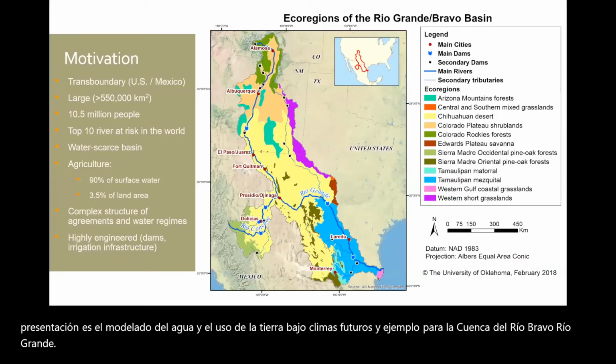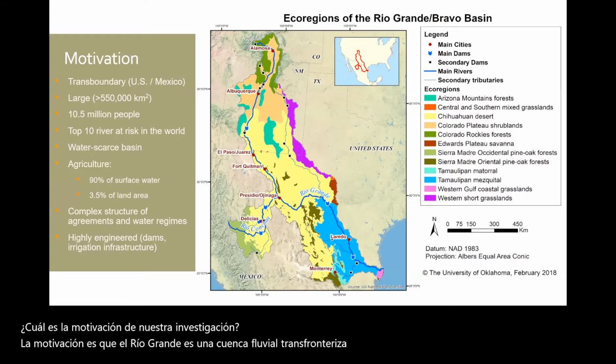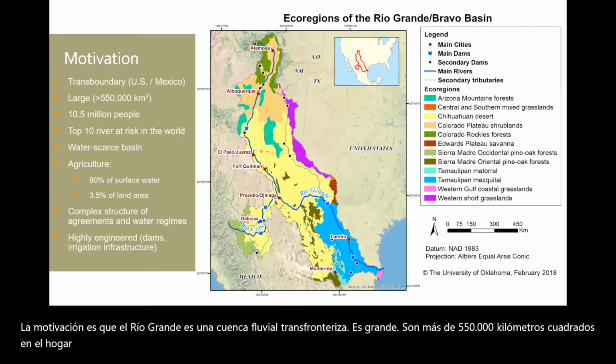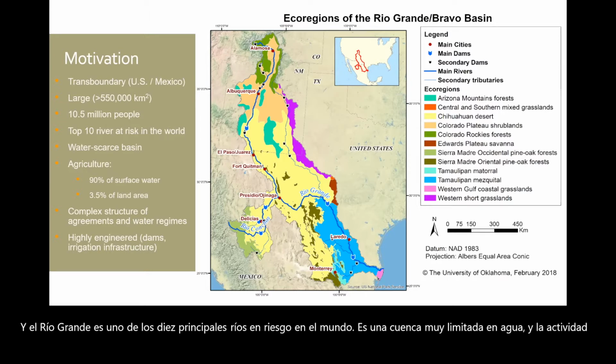So what's the motivation for our research? The motivation is that the Rio Grande is a transboundary river basin. It is large. It is more than 550,000 square kilometers and home to more than 10.5 million people. And the Rio Grande is one of the top 10 rivers at risk in the world. It is a very water limited basin, and the agricultural activity uses most, 90% of the surface water, while covering only 3.5% of the land area.